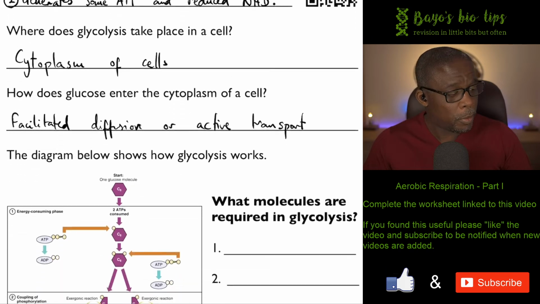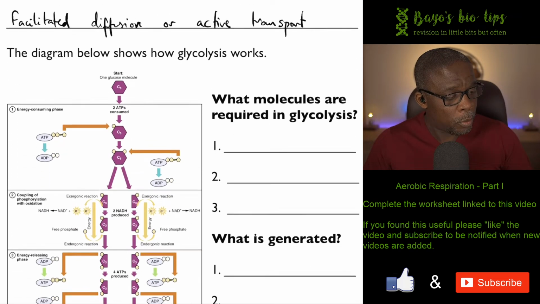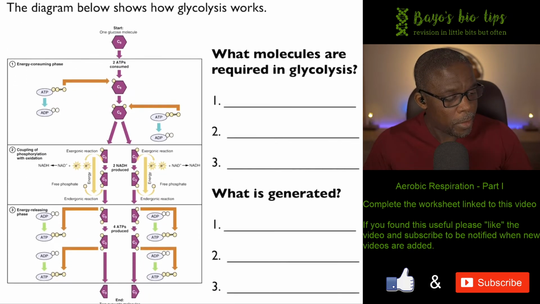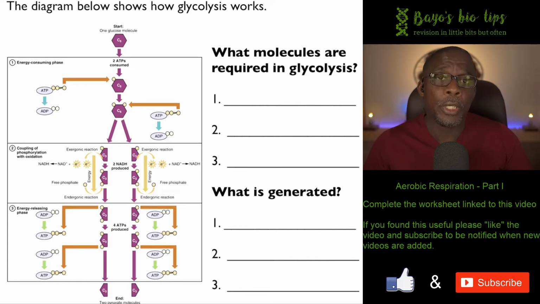Okay, so if we go down to the bottom of that page, you've got a diagram that takes you through the steps in glycolysis. It seems quite complicated, but the main takeaway is that you end up splitting a 6-carbon molecule, glucose, into 2 3-carbon molecules, pyruvate. And other molecules are generated along the way, ATP and reduced NAD. So let's write this down.